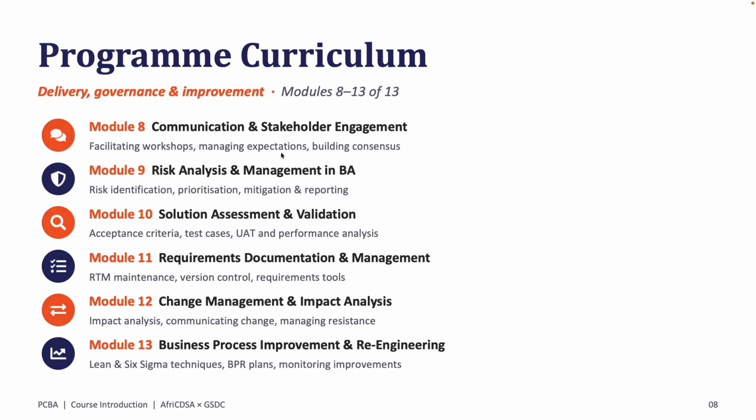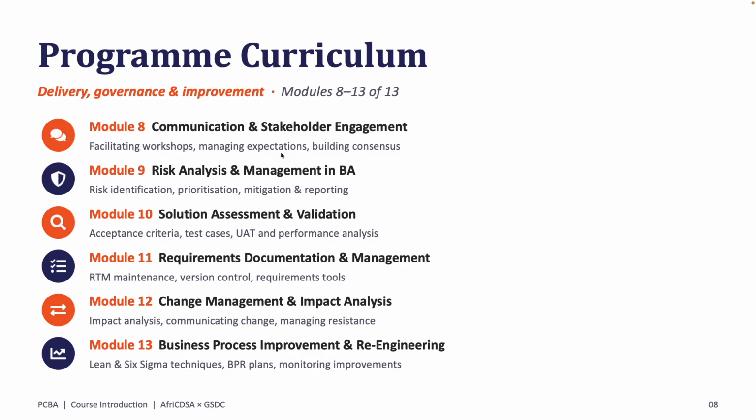I don't want to take a lot of time. So module 8 is about communications and stakeholder engagement. It is about workshops, managing expectations, and building what we call consensus. Then we have risk analysis and management in business analysis. So here it is all about risk identification. There is what you call prioritization, and then mitigation, and then reporting. Then module 10 is about solution assessment and validation. You'll notice that from module 8 we are focusing more on the risk and solutions, to make sure that at the end of the day the company gets what they want.